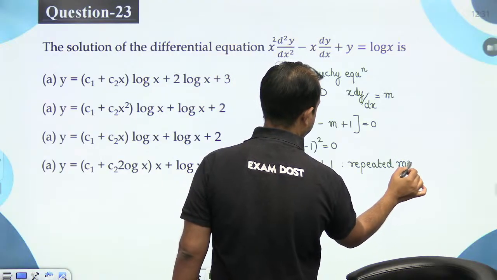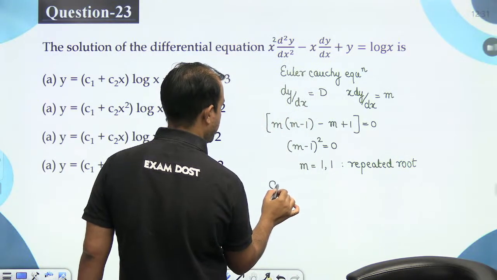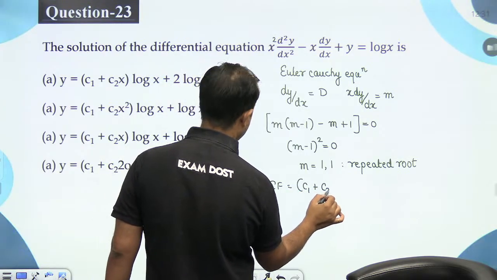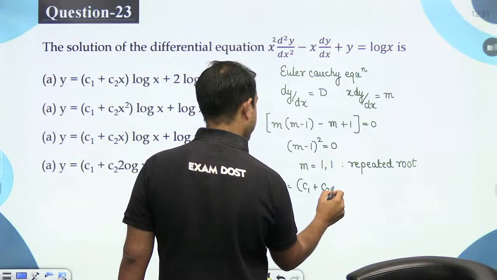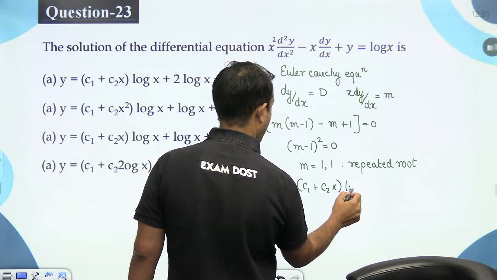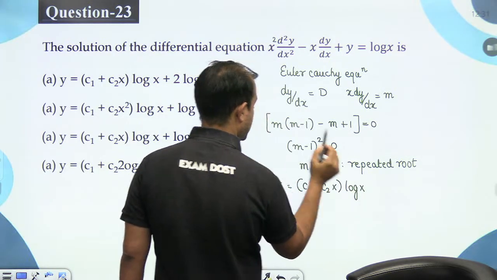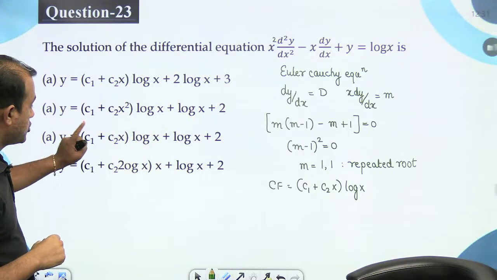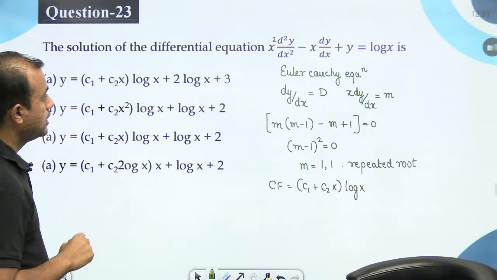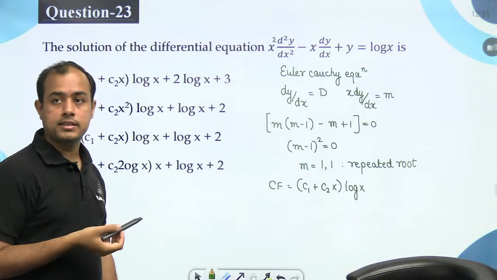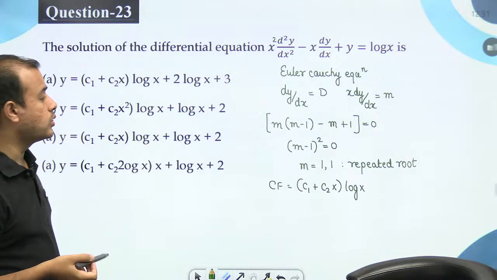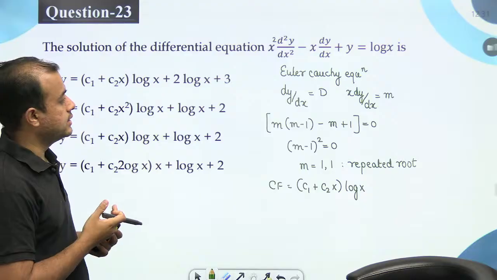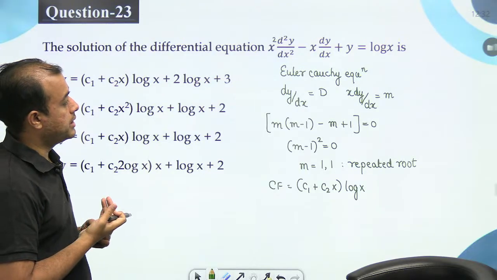So the complementary function is c1 plus c2 x log x. So either the option should be A or C. But what we need to find out is the particular integral. Particular integral भी निकालना पड़ेगा.